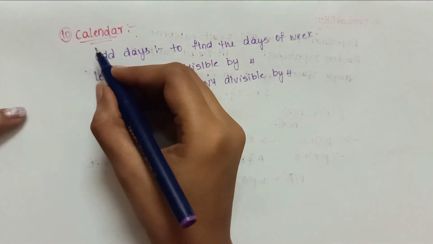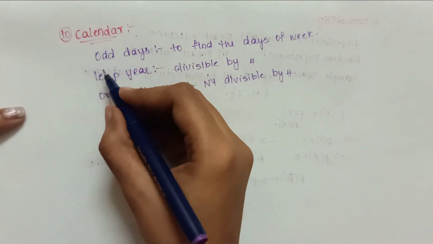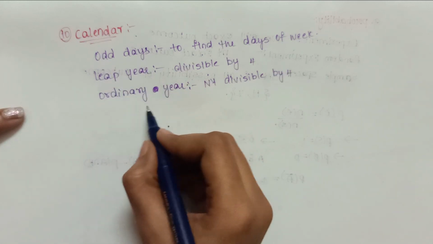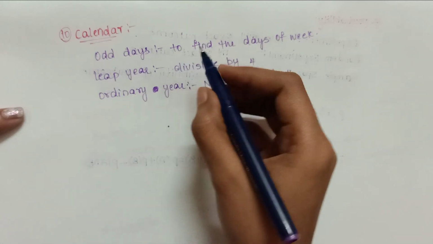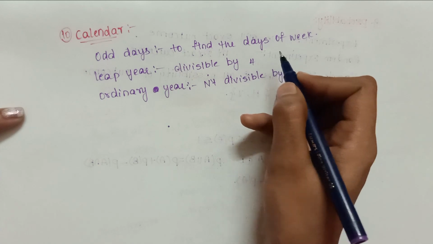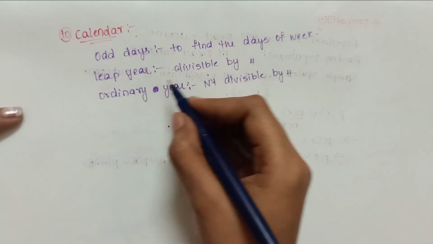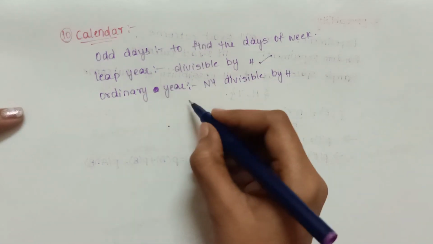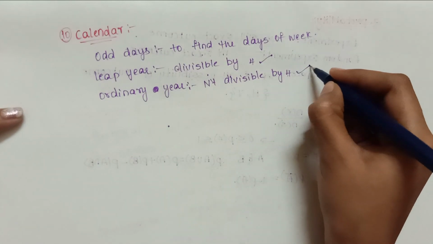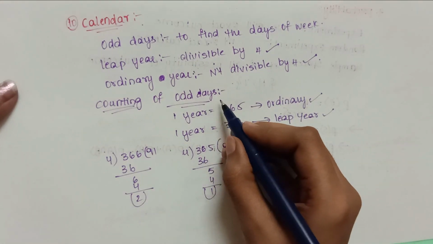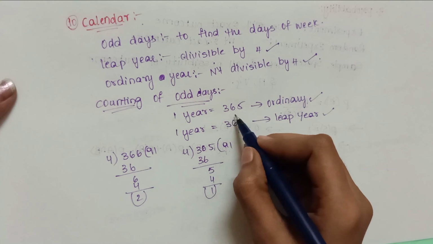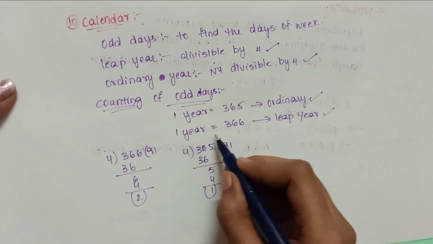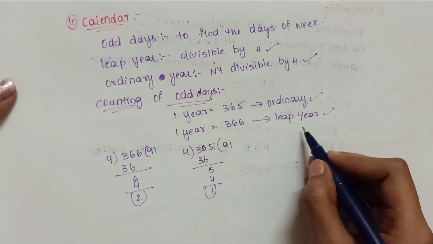Now 10th topic, calendar. Calendar consists of odd days, leap year and ordinary year. Odd days means finding the days of a week. Leap year means a year which is divisible by 4. Ordinary year means a year which is not divisible by 4. Now counting of odd days. For 1 year, 365 days for an ordinary year. For 1 year, 366 days for a leap year.